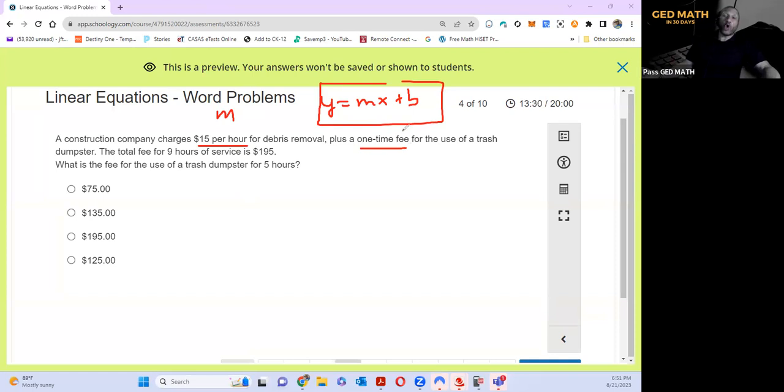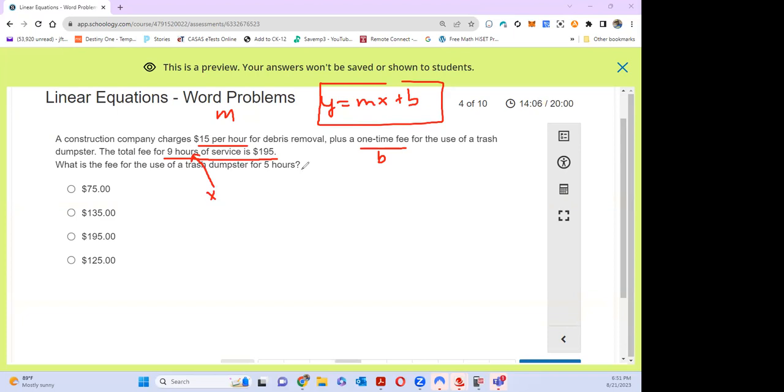So we don't know what b is. A one-time fee is constant. But we do know the total for 9 hours is 195. When we talk about y equals mx plus b, we're going to multiply 15 times the number of hours, which is your x. So this 9, is that your x or your y? Wouldn't that be my x? That's your x.